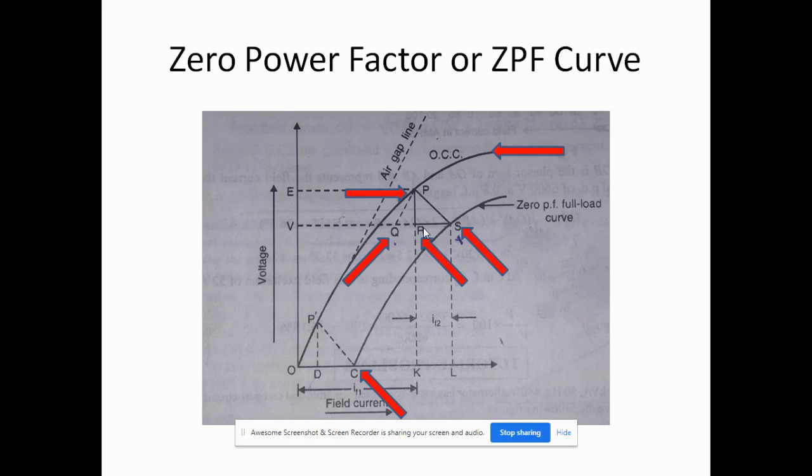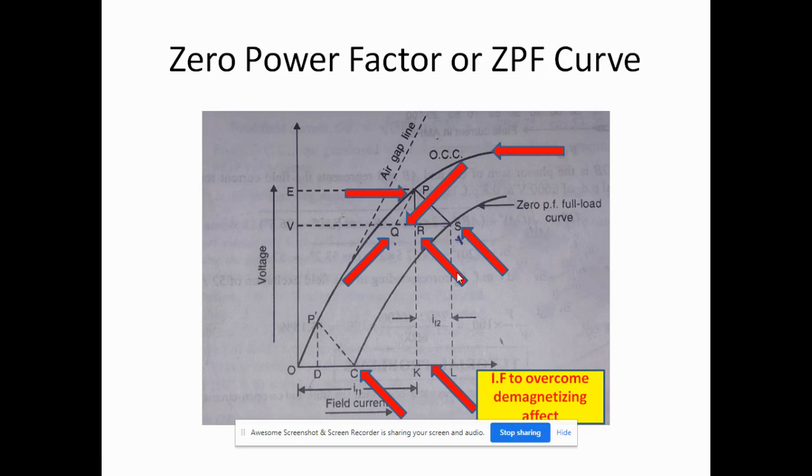So from this Potier triangle, we can easily calculate the field current required to overcome the drops regarding the voltage regulation process. Then what are the drops we need to calculate? This is the drop. Here IF2 or KL. This KL represents IF2. It is the value of field current required to overcome the demagnetizing effect when a load is connected.